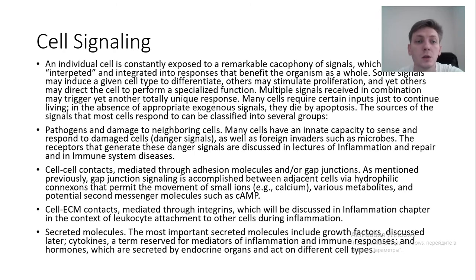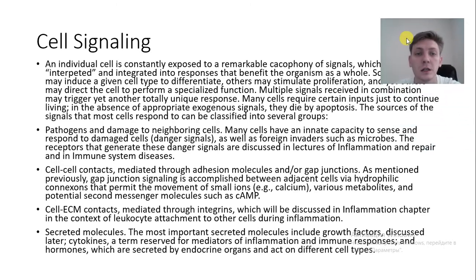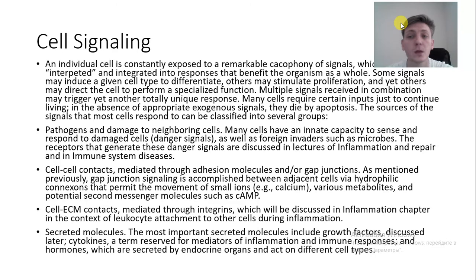Cell signaling. An individual cell is constantly exposed to a remarkable cacophony of signals, which must be interpreted and integrated into responses that benefit the organism as a whole. Some signals may induce a given cell type to differentiate, others may stimulate proliferation, and yet others may direct the cell to perform a specialized function. That's signaling, that's a function of receptors. Multiple signals received in combination may trigger yet another totally unique response. Many cells require certain inputs just to continue living. In the absence of appropriate exogenous signals, they die by apoptosis.